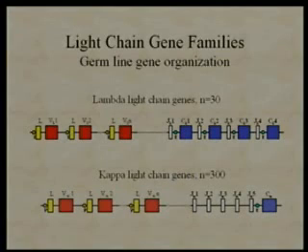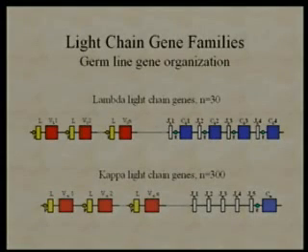And in the case of kappa, there's about 300, roughly in that ballpark. Those are the estimates, the number of genes. And you also have J gene segments. But in the case of kappa, you have multiple J gene segments upstream of the C-kappa gene. Right? So that's the way the gene looks in its germline configuration.